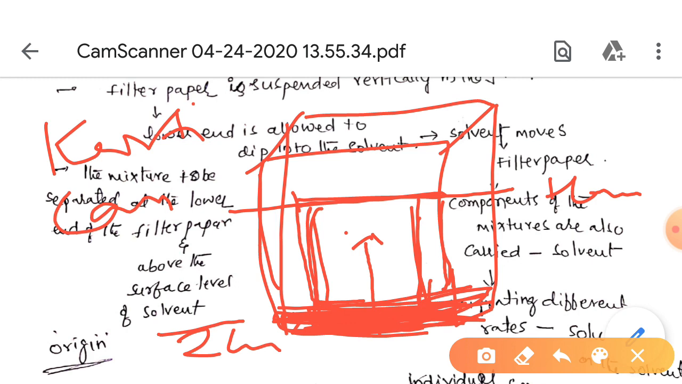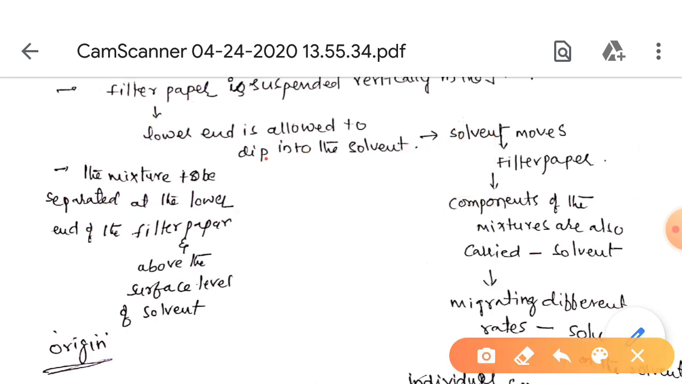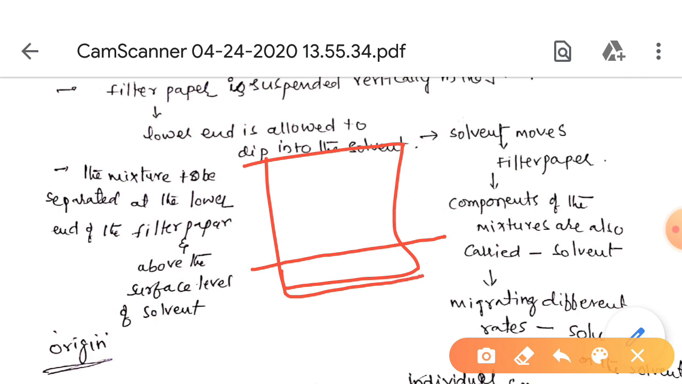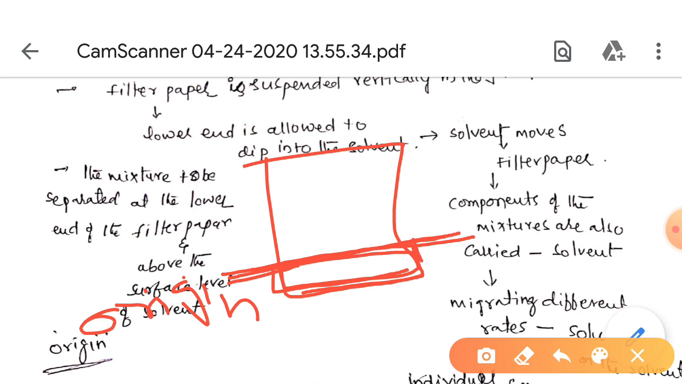Okay, so here this is the filter paper. Up to this place it is completely dipped into the solvent. So we can mark that place, that means how much it will be dipped into the solvent. This marked place is called the origin, and the solvent is migrating from this region.